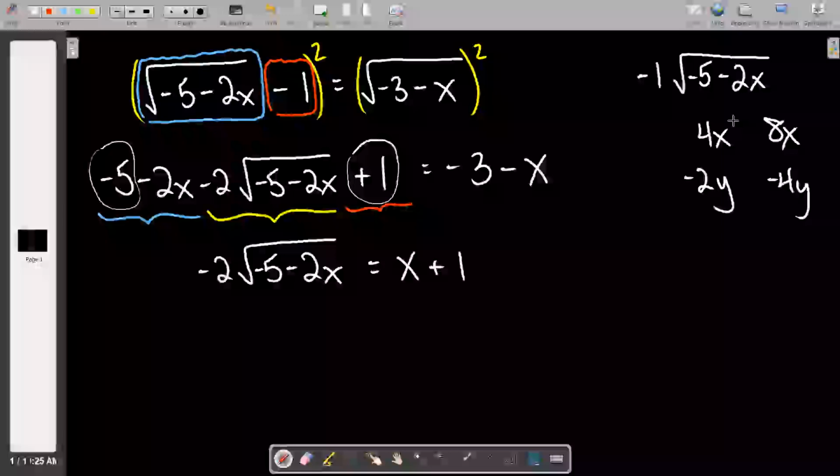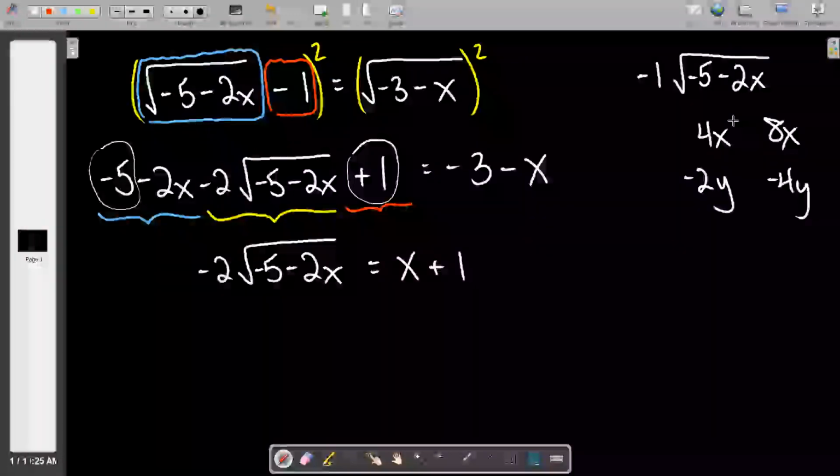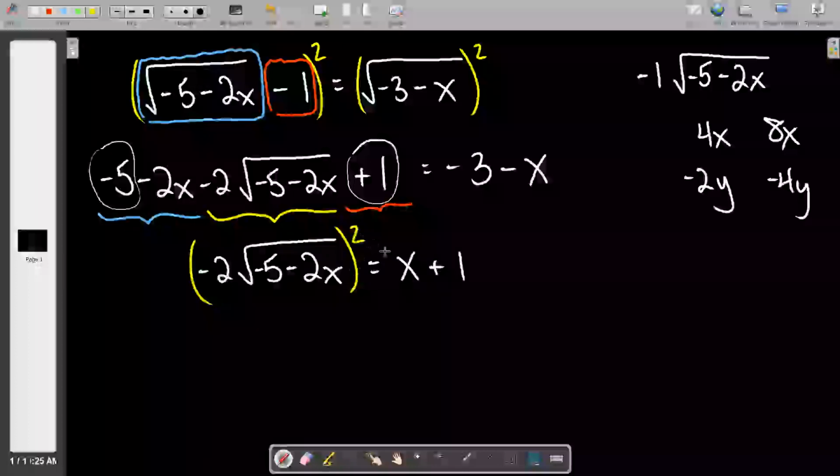Still good? I wish I could get rid of this -2, but trust me when I tell you that I don't want to. So now it's time to square both sides again. So we're going to square the left side and we're going to square the right side. I just would feel better if I just write this step down and then ask you in a moment, do you understand how I got that?